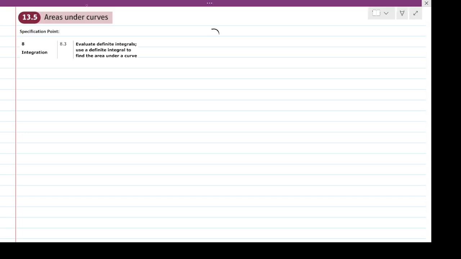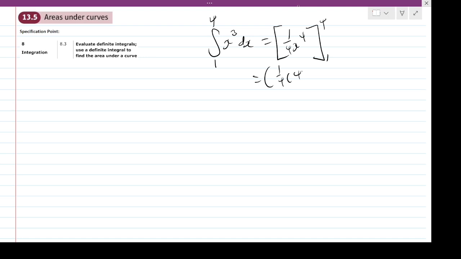So for example, if we were to work out the integral between 1 and 4 of, let's say, x cubed dx, what we said was we integrate it first, so it'd be a quarter x to the 4. But then we do the two limits. We don't need the plus c, because we're going to substitute between these two limits, 4 and 1. So we substitute 4 in, so a quarter of 4 to the 4, then take away, then sub in 1, the lower limit, a quarter of 1 to the 4.